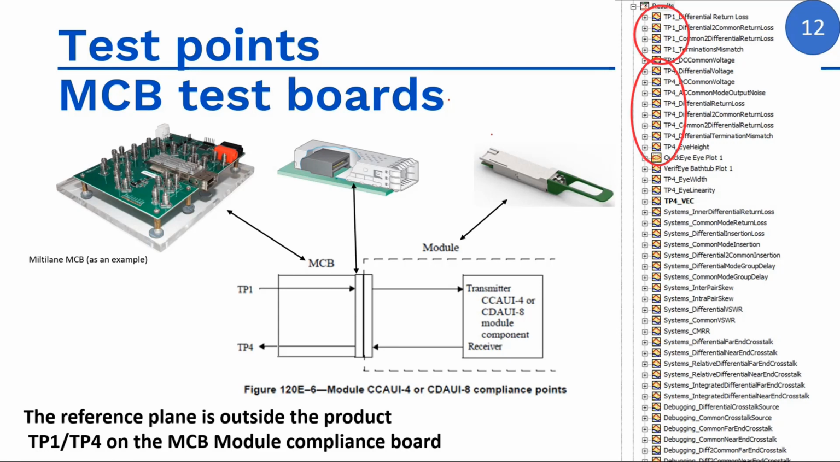The reference points were given names like TP1 and TP4: TP1 on the transmitter side and TP4 on the receiver side. So you are going to see these names. In fact, if you look to the right here, you will find that our templates have these names to indicate which point that graph belongs to.